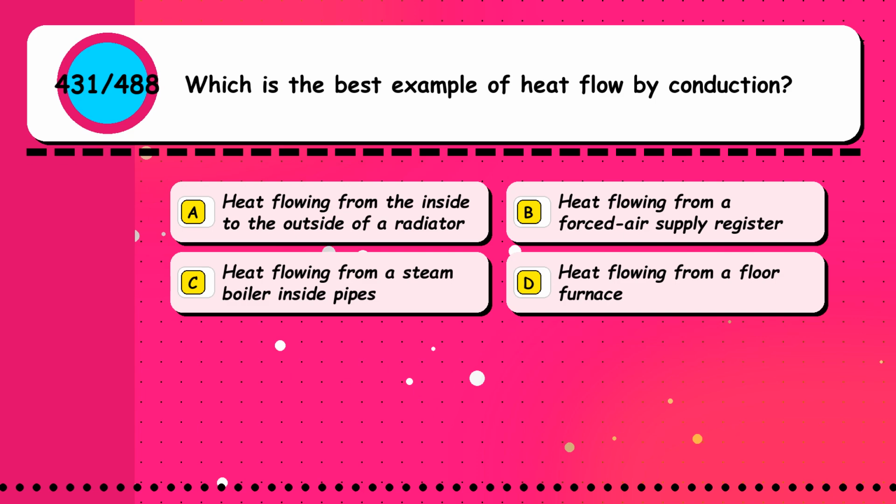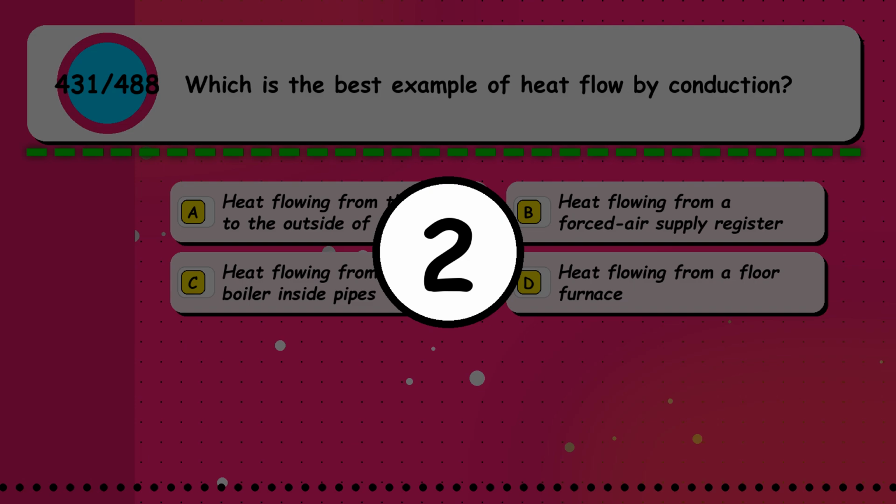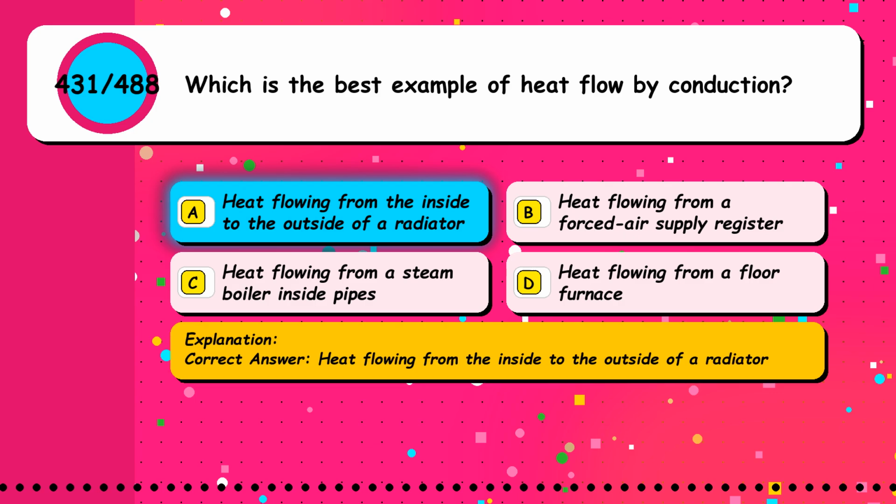Question 431. Which is the best example of heat flow by conduction? Option A, heat flowing from the inside to the outside of a radiator. Option B, heat flowing from a forced air supply register. Option C, heat flowing from a steam boiler inside pipes. Option D, heat flowing from a floor furnace. The correct answer is option A, heat flowing from the inside to the outside of a radiator.